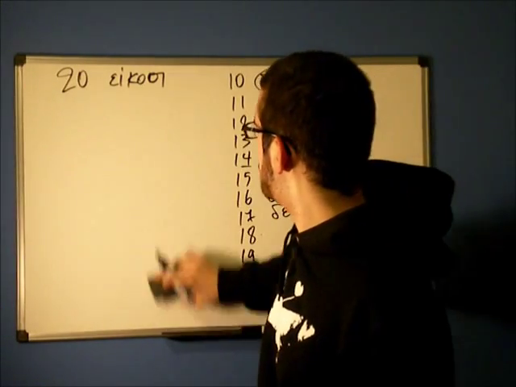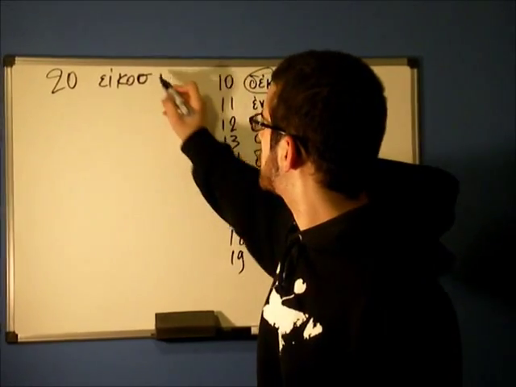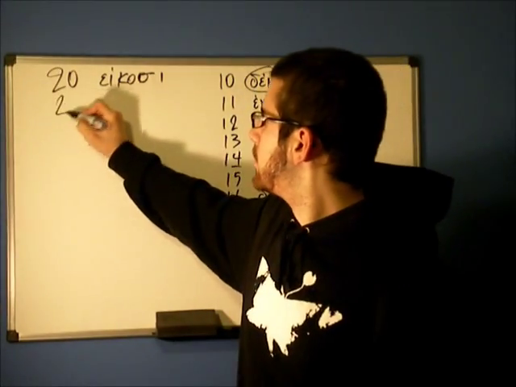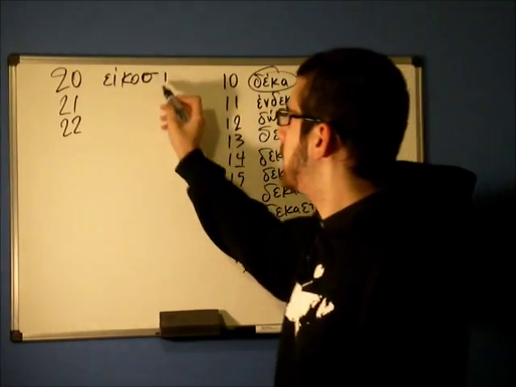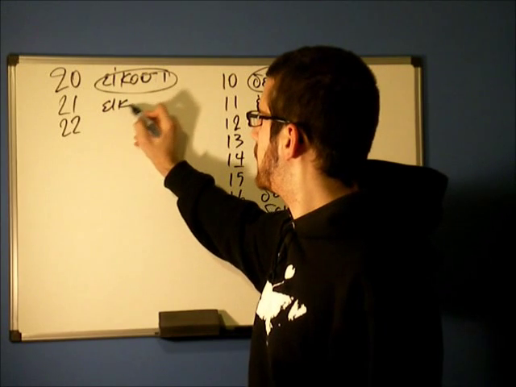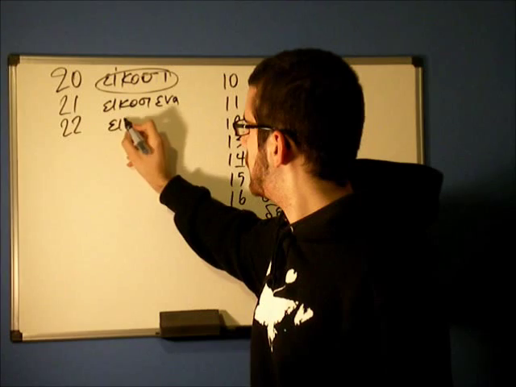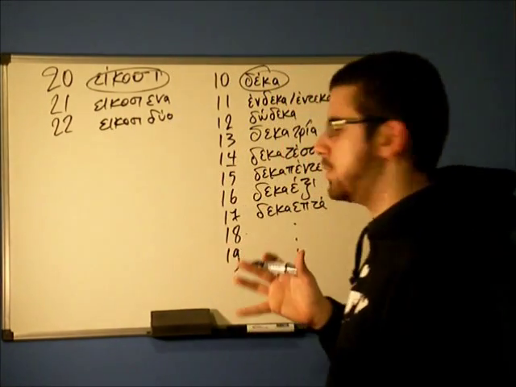Okay, this is meant to be a sigma and an iota. Maybe it looks weird to you, so I'll just separate them. 20. And 21, 22, and so on. Fortunately, the pattern is the same. You take 20 and you add the numbers. 21, 22, but all this in one word.